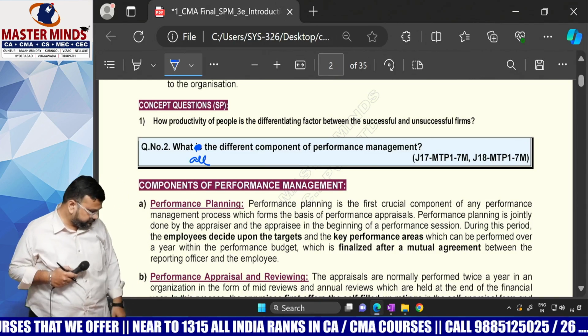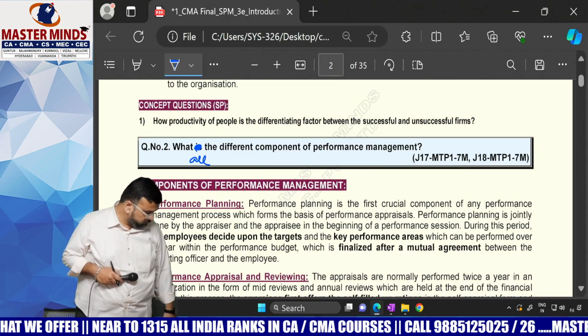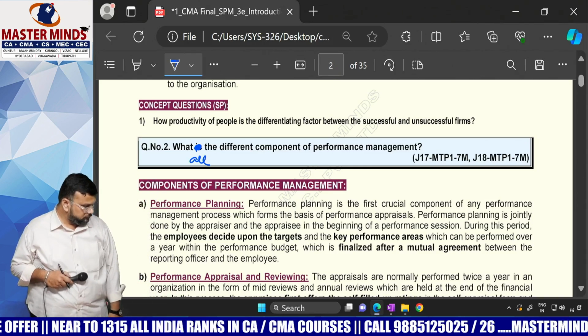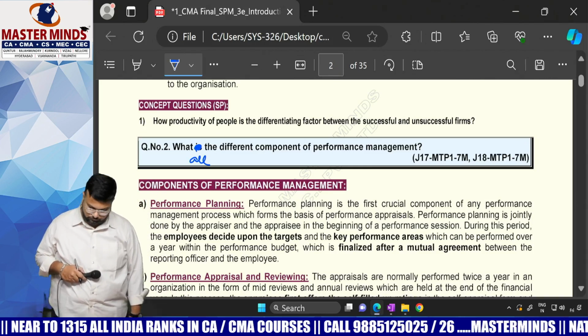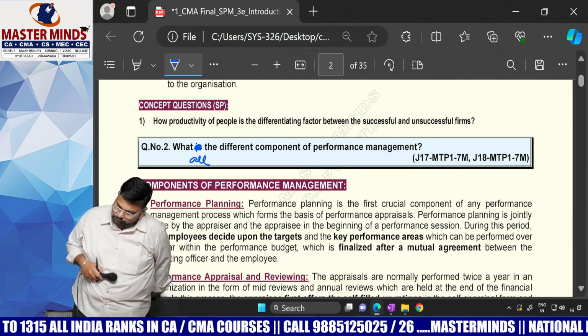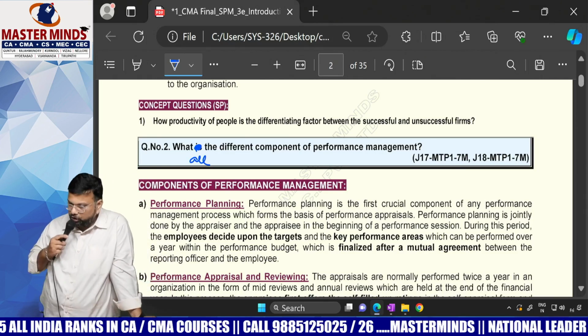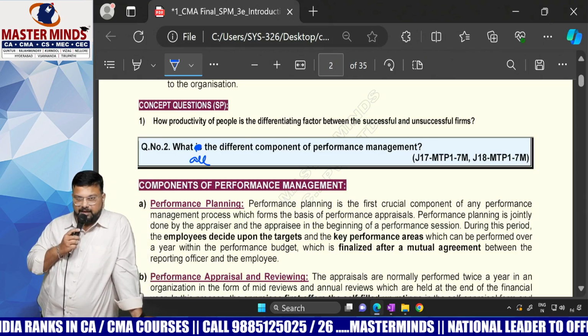Components of performance management. Performance planning. Performance planning is the first crucial component of any performance management process, which forms the basis of performance appraisals. What do you mean by appraisal? Assessment, right?